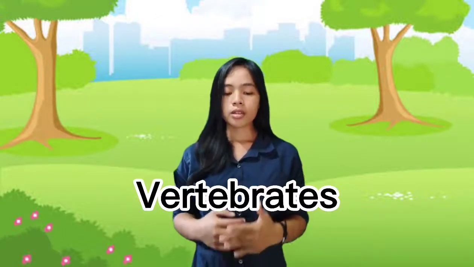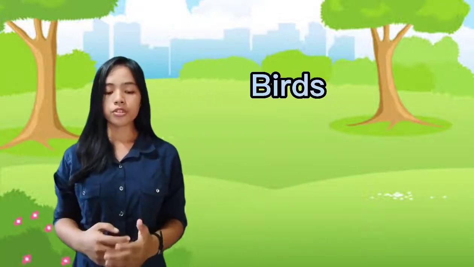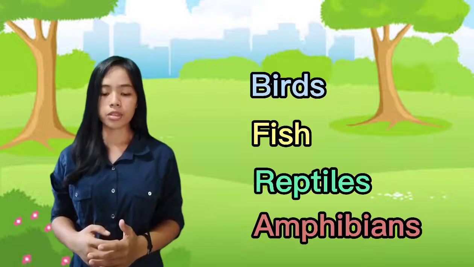Now, did you finish all the activities? If you did, good job everyone! Congratulations! Now, to wrap up our lessons for today, we discussed the vertebrates. Based on their distinguishing characteristics, they are divided into mammals, birds, fish, reptiles, and amphibians.